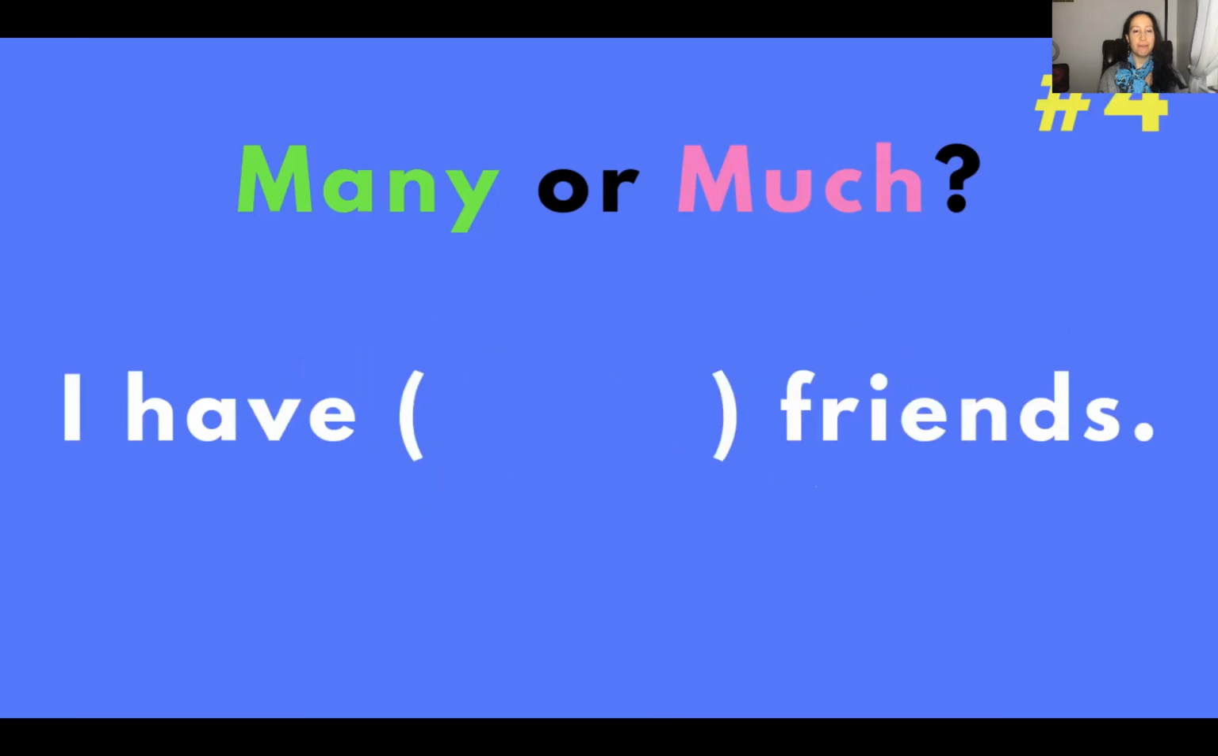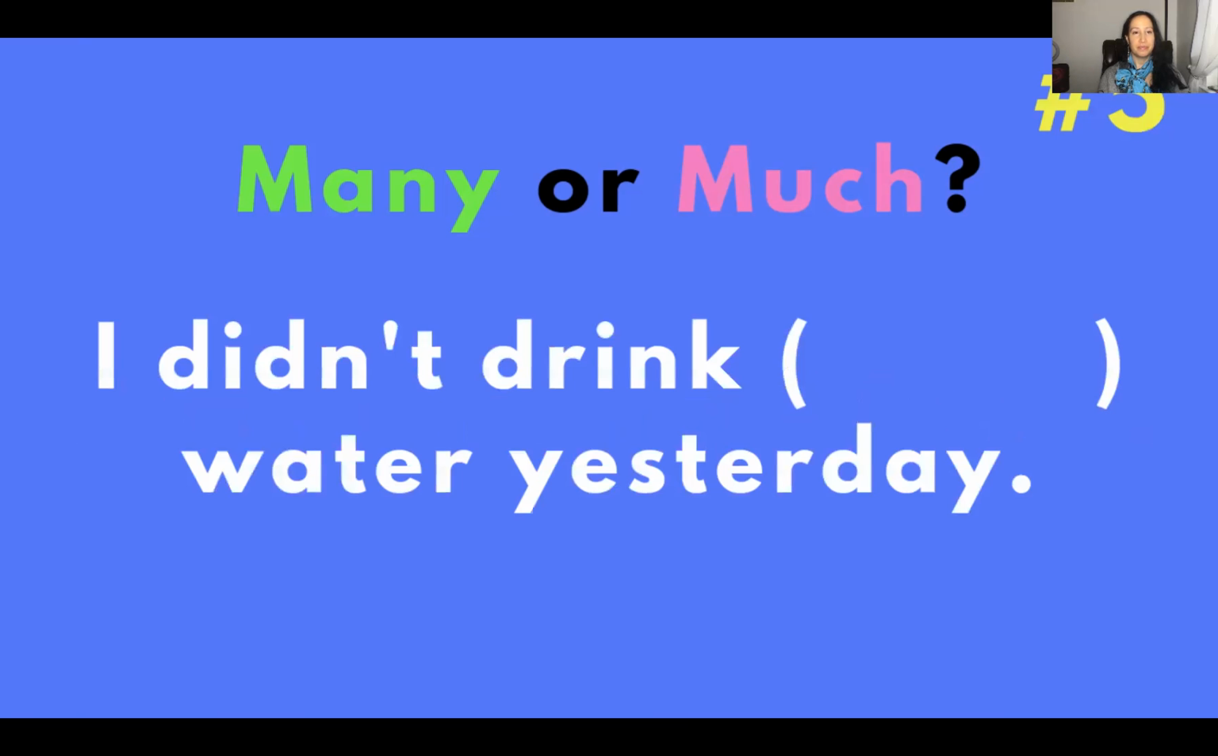I have blank friends. I have many friends or I have much friends. I have many friends. We can count them, so we use many. I didn't drink many water yesterday. I didn't drink much water yesterday. Did you get it? It's getting easier, isn't it?